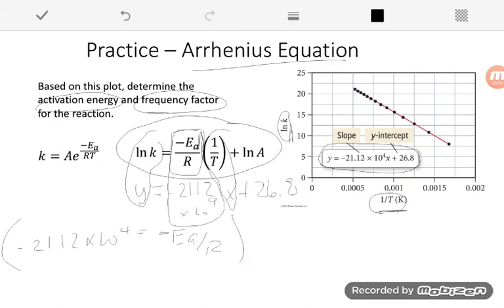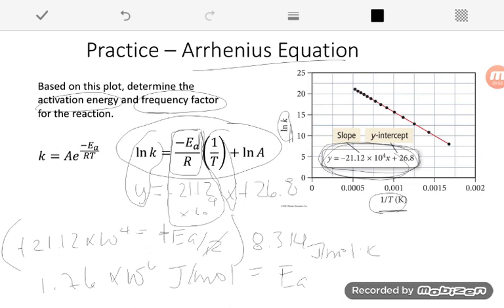So all we have to do to solve for my activation energy is, first of all, the negatives cancel, so we can make those both positive, but we multiply by R, where R is 8.314 joules per mole Kelvin. So that'll cancel on this side. On the other side, we'll just do the math, and we find that we get 1.76 times 10 to the 6 joules per mole. And that's equal to my activation barrier, Ea. So the key thing here is recognizing that this equation is equal to this equation.